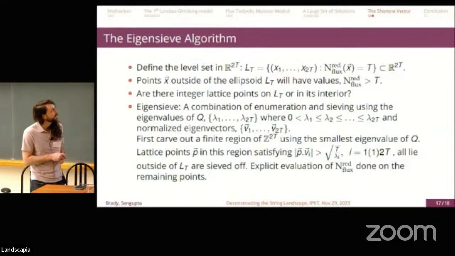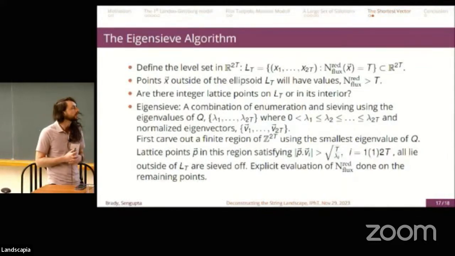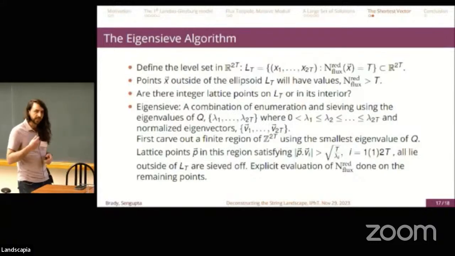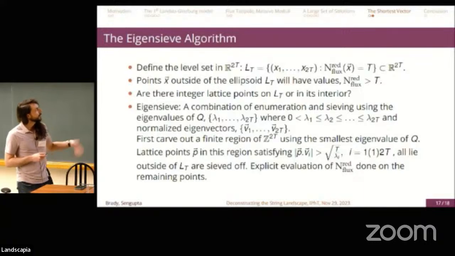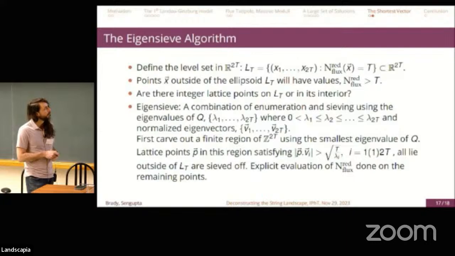So if a point satisfies this relationship, we sieve it off. This allows us to go through a set of points, millions of points, and check this condition, which improves calculation time significantly. So all that lie outside of this are sieved off. For those that remain in this reduced flux, we explicitly evaluate and actually calculate this value now.